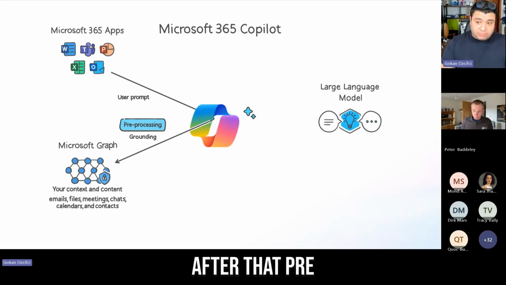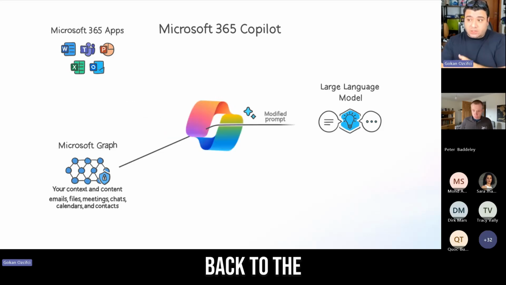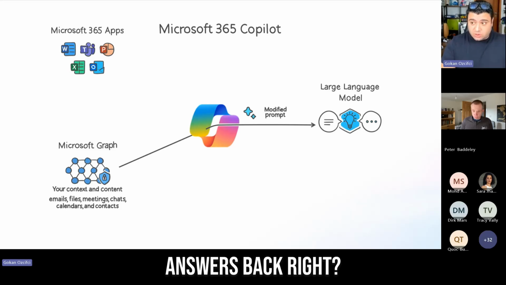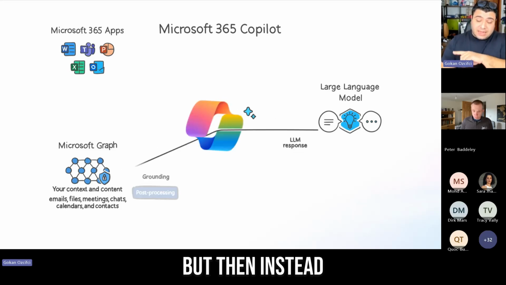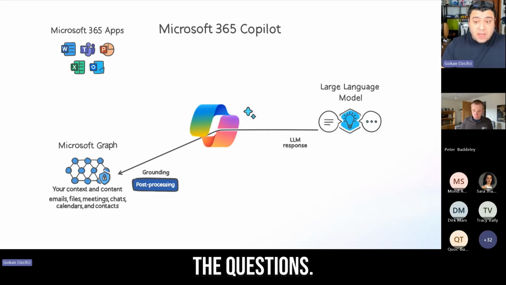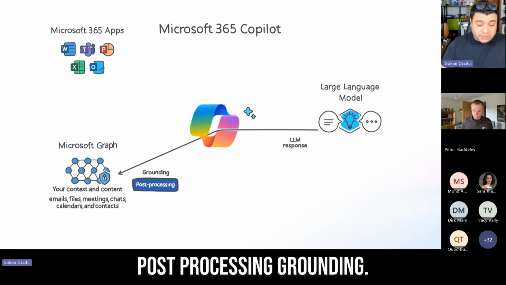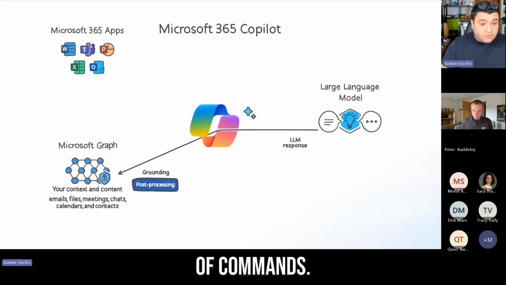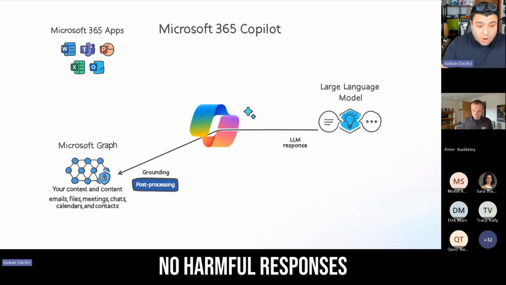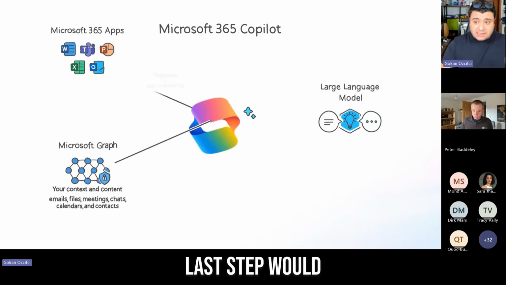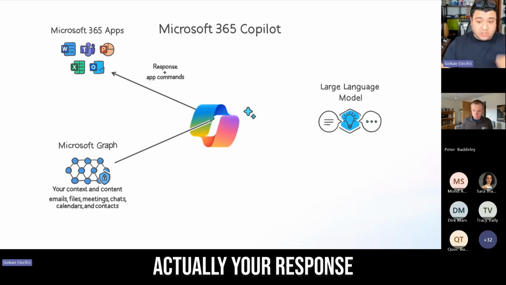After that check, after that pre-ground processing, well, it will go back to the large language model and then generate and get its answers back, right? But then instead of going straight forward to myself, because I'm the one asking the questions, well, now it goes to the post-processing grounding. Now it will check for additional grounding and translation of commands. It will check if there is no harmful return, no harmful responses coming from the LLM. And if that passes, well, the last step would be, okay, now you get actually your response.